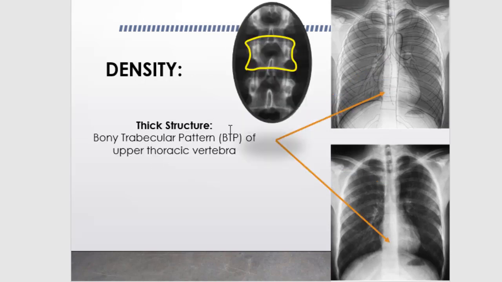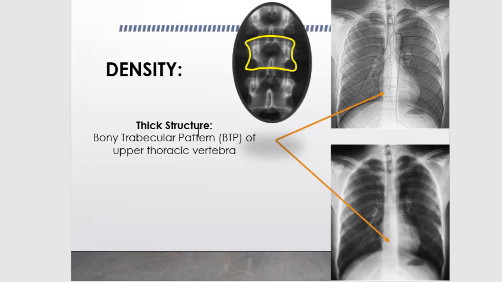And for the thick structure, you should see the bony trabecular pattern or BTP of upper thoracic vertebra. If you notice, for contrast and density, usually for thick structure we will go for bones, and for thin structure we will go for organs. So it will be differentiated like that. For example, for thick structure, you see bony trabecular pattern.